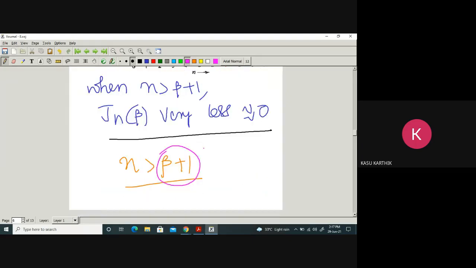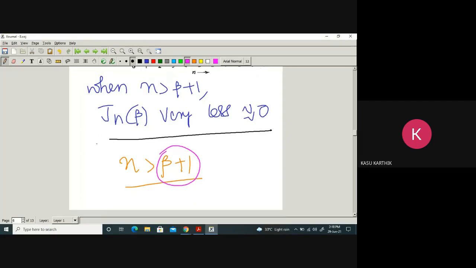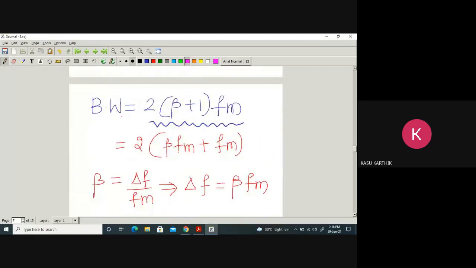Don't get confused with the properties of Bessel function. They are very, very important. Because in Bessel function we have two parameters. What are they? The n value as well as the beta value. You must be very, very careful while reading the properties of Bessel functions. They are a little bit confusing, but read properly. So we transmit only beta plus 1 number of significant sidebands. That's why the bandwidth will not be infinity. As I mentioned, theoretically it is infinity, practically it will be 2 into beta plus 1 into fm.